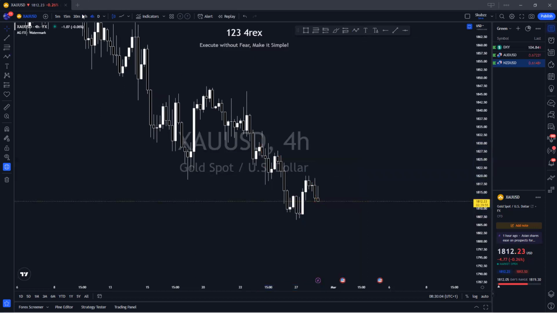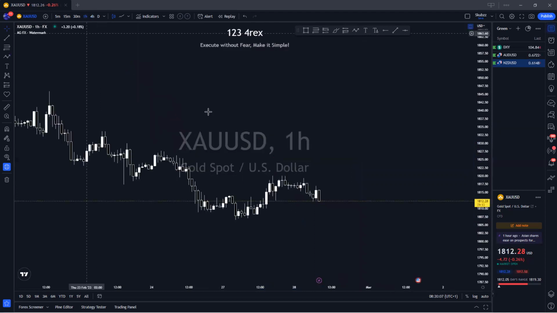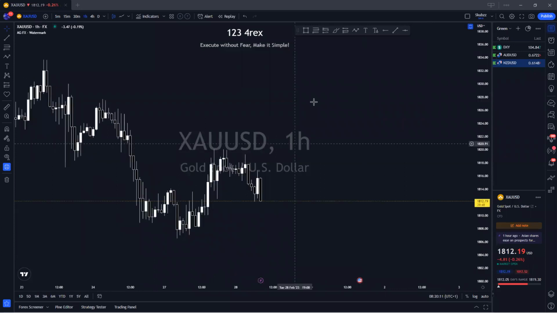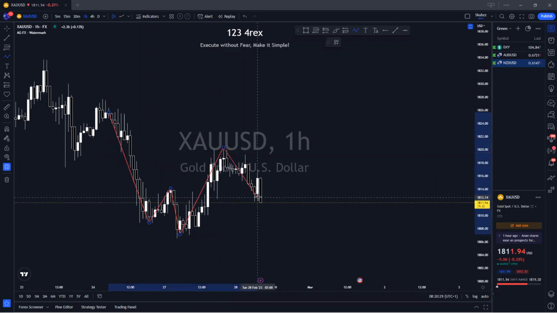So let's go to the 1H and take a look at it. The thing is, even gold is almost the same thing we have with NZDUSD and AUDUSD. So basically we created more or less a double bottom here. Lower low, lower high, more or less another lower low. But then we shifted structure to the upside. We came back inside. We tapped here and then we rejected to the upside and now we're selling to the downside.